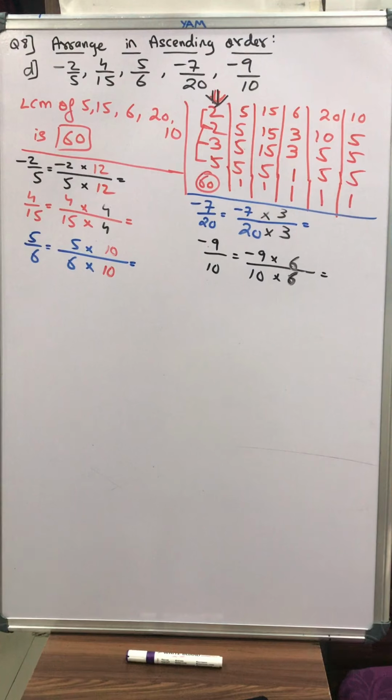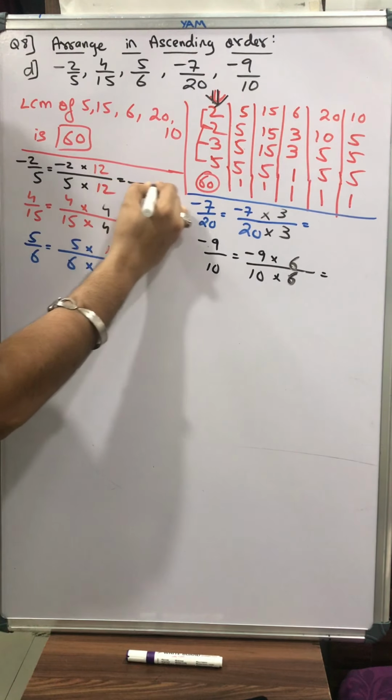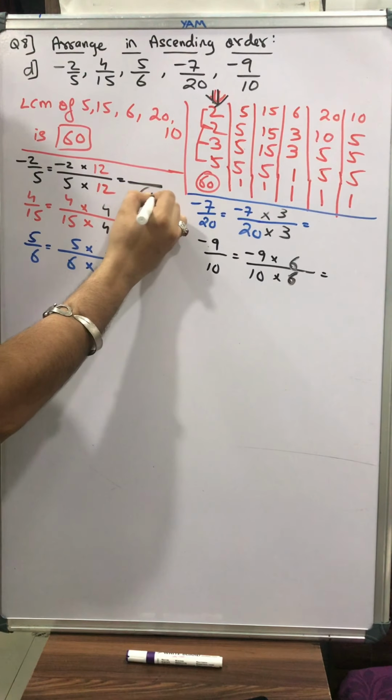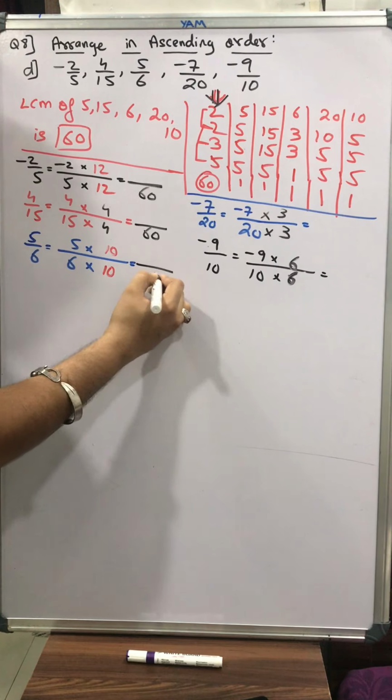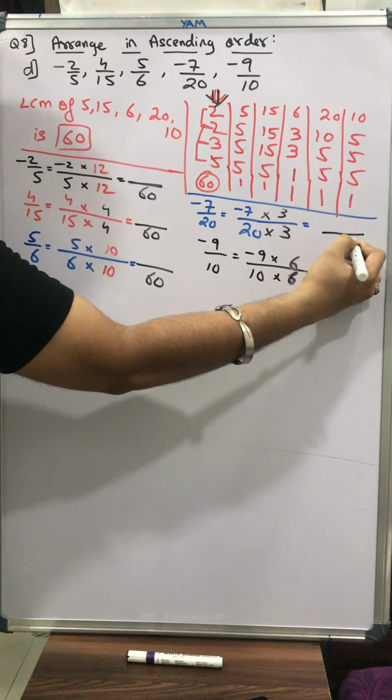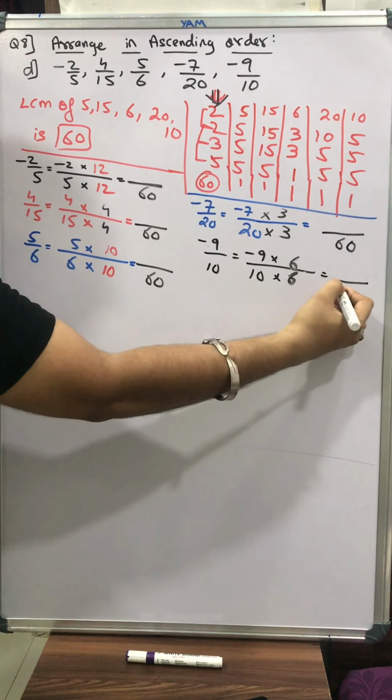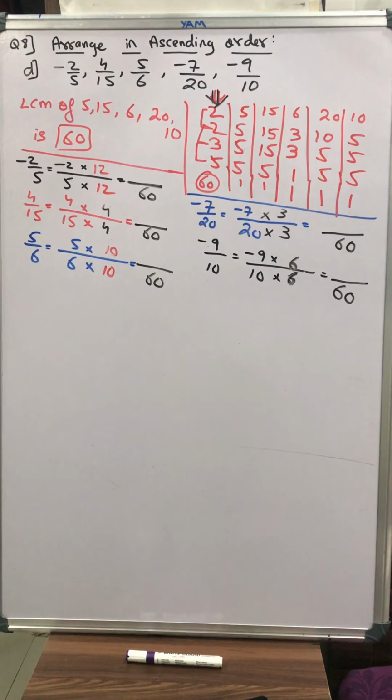So what I am doing, students, what I am doing over here, we are just making all the denominators 60 and we are not bothered about the numerators. So see here, can I say here it will become 60, here it will become 15 4s are 60, 6 10s are 60, 2 3s are 60, 10 6s are 60. Everywhere we got this. Okay, students.